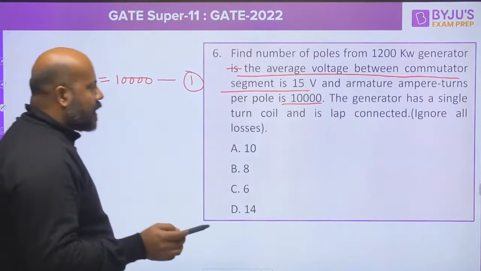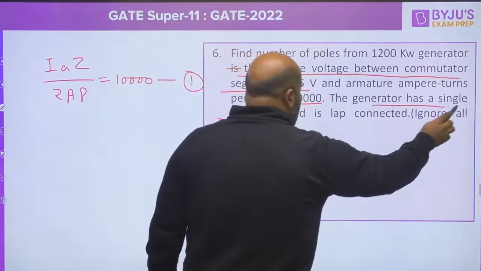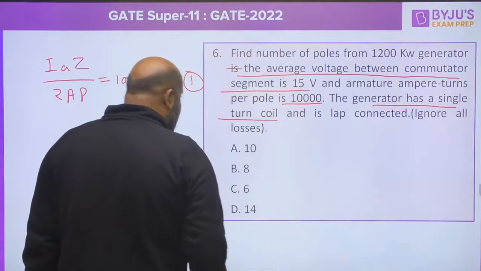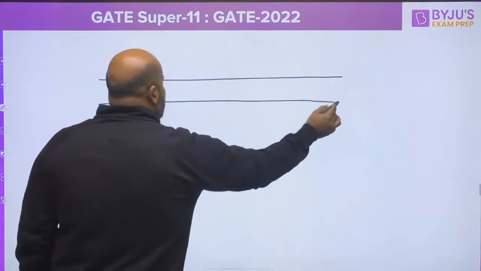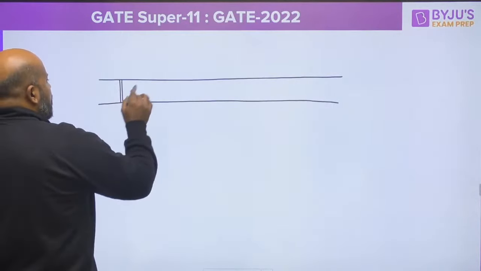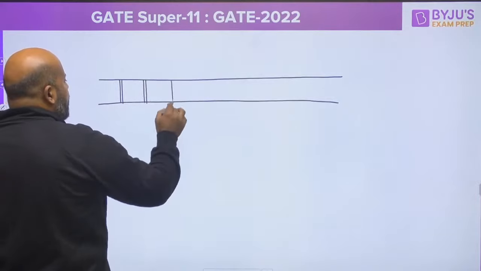He is saying the generator has a single turn coil. What does it mean? Let us understand from the diagram. Suppose this is your commutator, and these are the commutator segments separated by the mica insulation.